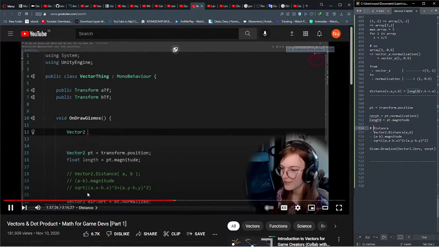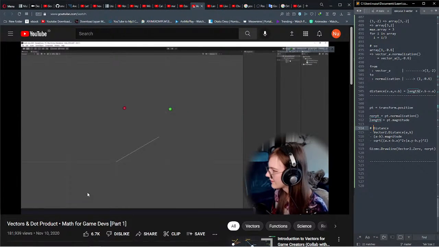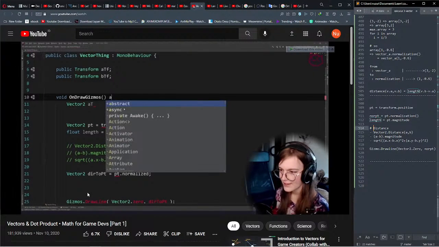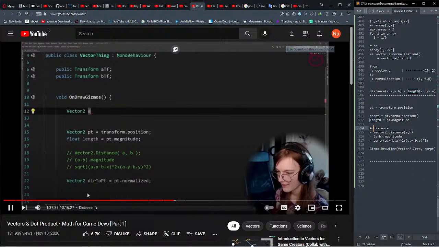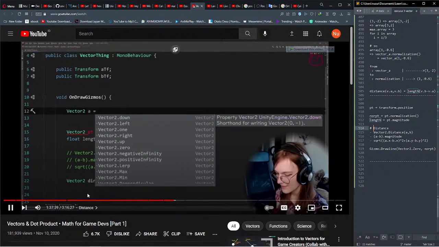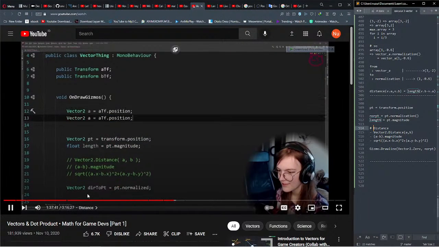First we need the actual points because we only have transforms here. So it would be, oh, I need to probably assign them in the inspector. There we go. So now we have, let's see, we just call them A. So that's going to be A transform dot position. Then we do the same thing for B.